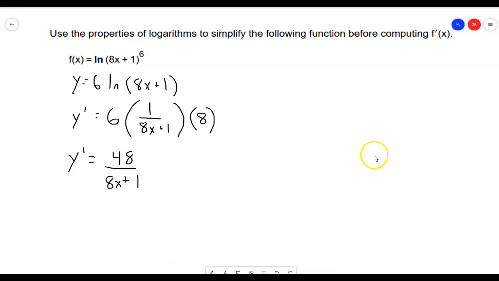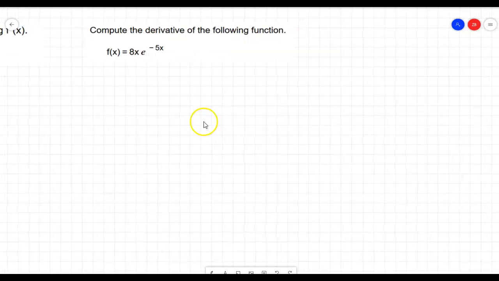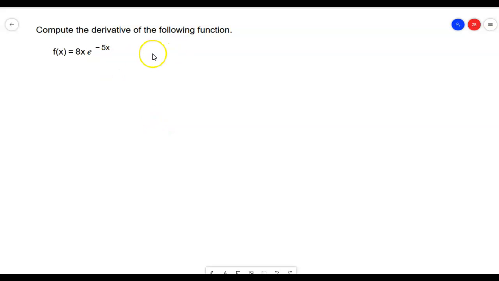All right, let's take a look at another one. Here it says compute the derivative of the following function. And I've got 8x e to the negative 5x. Now there's a few ways we can approach this. I can use the product rule. I can either pull out the 8 and just use the product rule with the x and the e to the negative 5x and then distribute the 8 back in later.